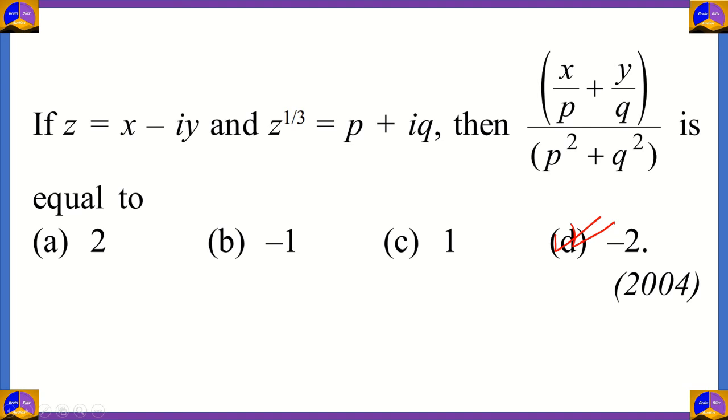So what we essentially did was we took z, the cube root of z, and then cubed it, so the left hand side becomes z, and the right hand side will be in terms of p plus iq cubed. And then after getting the real and imaginary terms, we equate them, and then we find x by p and y by q. So x by p plus y by q will be written as minus 2 times p squared plus q squared. So p squared plus q squared is taken to the left hand side. So you get the final answer as minus 2 for this question asked in 2004.